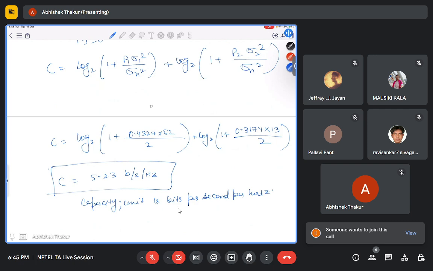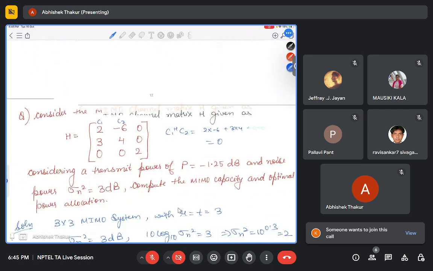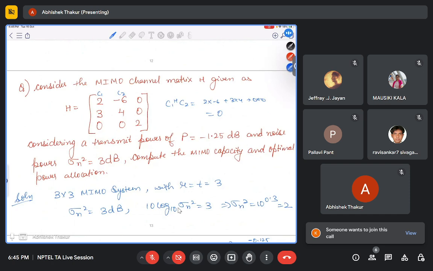So in this way we can find the capacity and the optimal power allocation, P1 and P2, and the capacity C. Now we will move on to some basic questions.